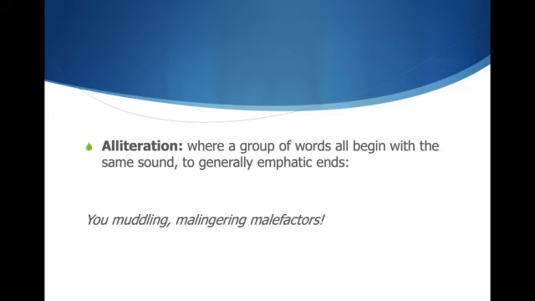Alliteration is a good figure of speech to use for a rhetorical device. It's where a group of words all begin with the same sound, and you'd use that for emphasis, for emotional ends. "You muddling, malingering malefactors."